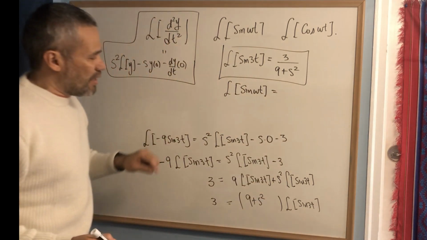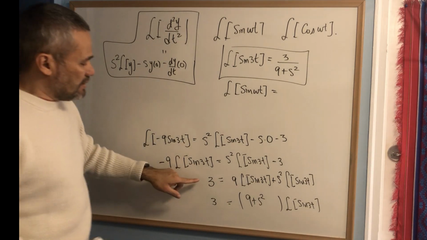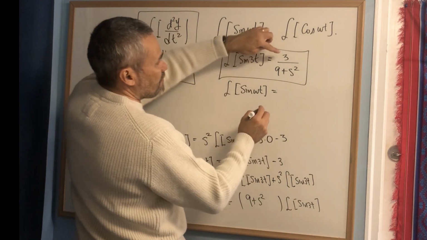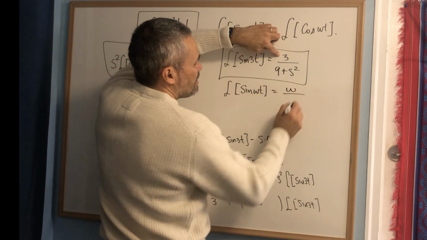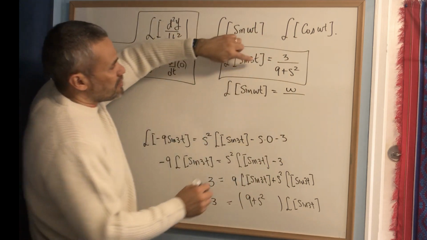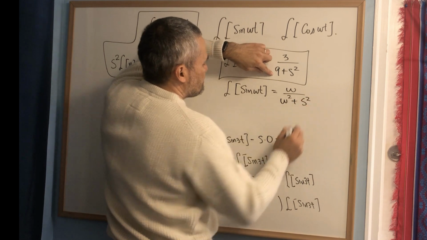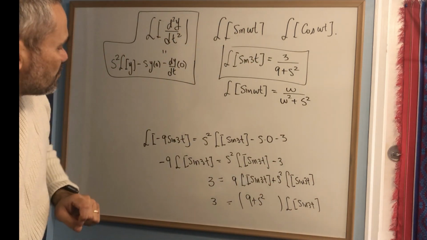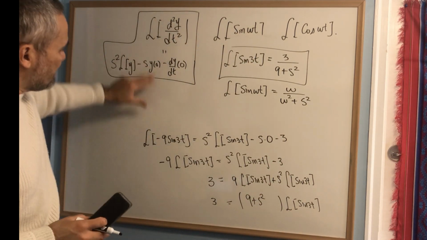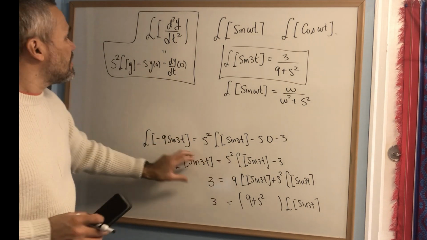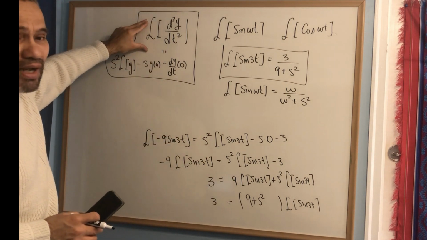What formula do we get? We will get that this is equal to, instead of 3, an omega. And this 9 is because you have an omega squared plus s squared. I would like to point out that this was relatively easy, and it was because of this formula.